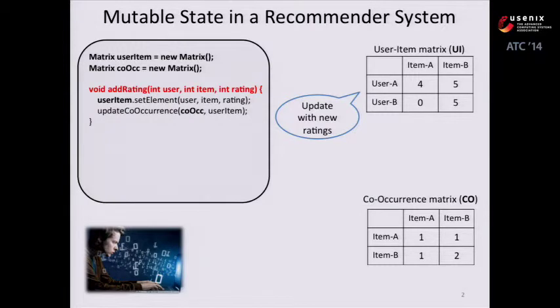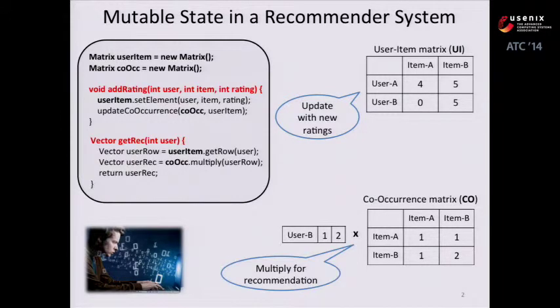Then to run this algorithm, we have an addRating function, which will first update the user item matrix whenever there is a new rating. It will also update the co-occurrence matrix to always have the latest data there. And of course, we have a getRecommendation function, which will execute the multiplication that I described, where we pick the user vector, multiply it by the co-occurrence matrix, and get the recommendation vector.